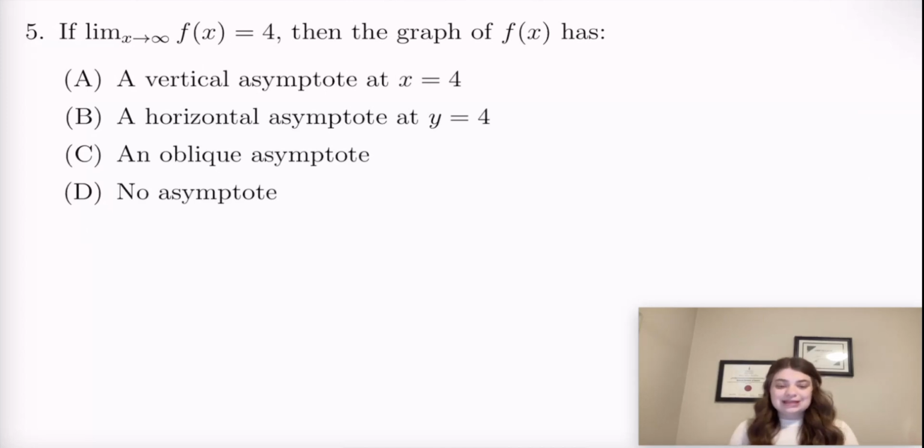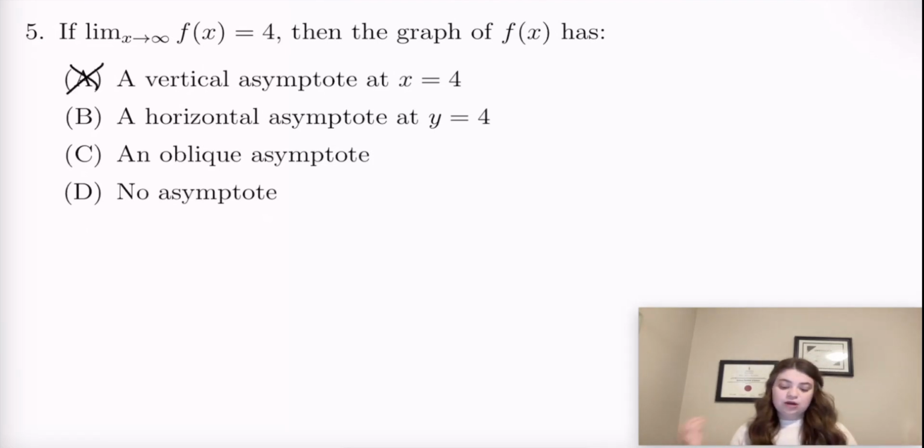All right, here's our last multiple choice question for today. It says, if the limit as x approaches infinity of f of x is equal to 4, then the graph of f of x has which of the following? Either a vertical asymptote at x equals 4, a horizontal asymptote at y equals 4, an oblique asymptote, or no asymptote. So the first answer can't be the right answer, and let's talk about why it can't be answer A.